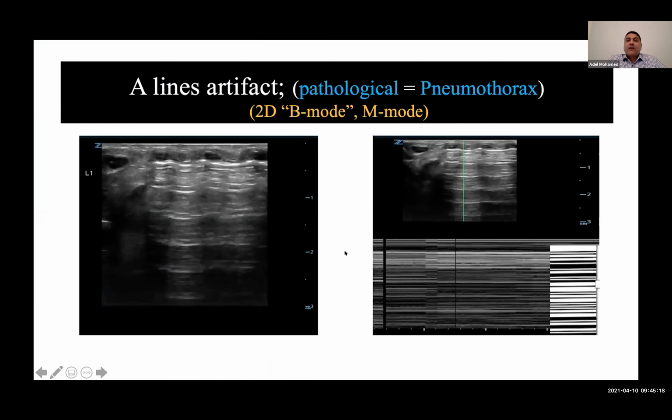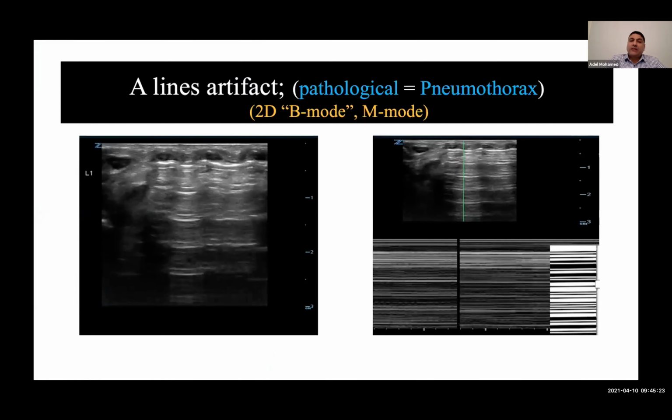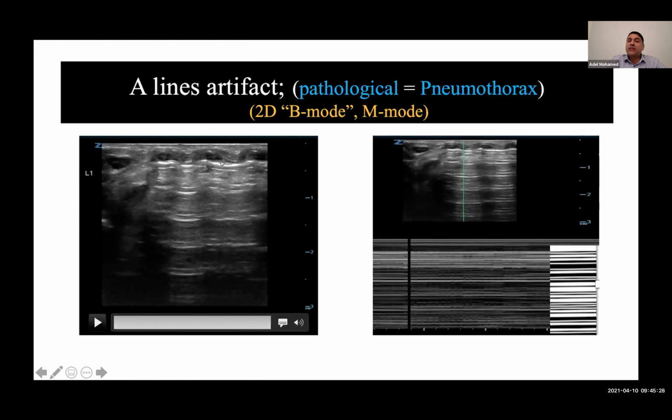So here we discussed the normal, but if there is no sliding, what will be happening underneath? What kind of artifact if there is no sliding? Here I'm bringing the pneumothorax as an example. As you know, where does the pneumothorax happen? Between the 2 layers of the pleura. So it separates the parietal pleura and makes it distant from the visceral pleura. You will never be able to see the sliding because the air in between will prevent the waves from crossing down to the visceral pleura.